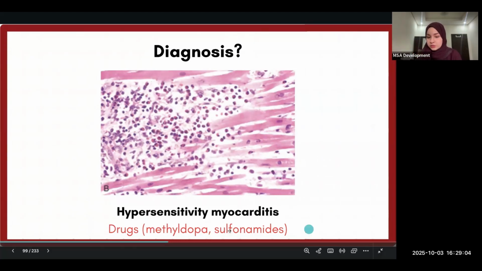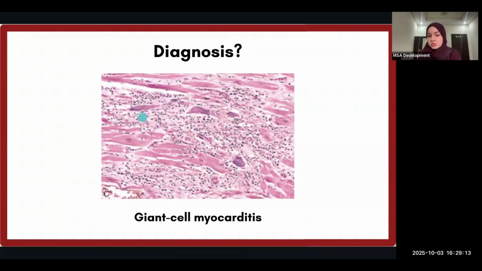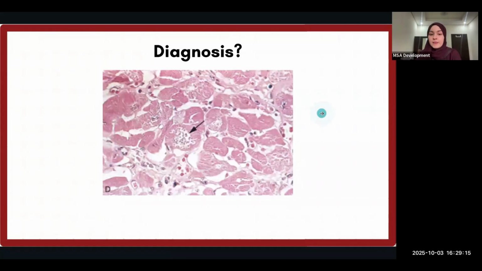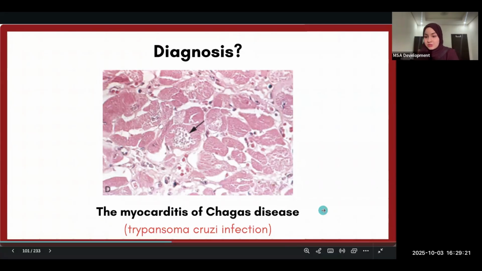So this is hypersensitivity myocarditis, and it can be caused by drugs like methyldopa, sulfonamides. Here, what can you see? Giant cells. They're all giant cells, giant cell myocarditis. Very easy to spot. Here we have Chagas disease, caused by Trypanosoma cruzi infection.